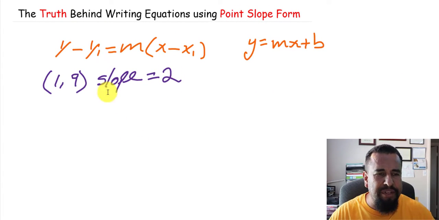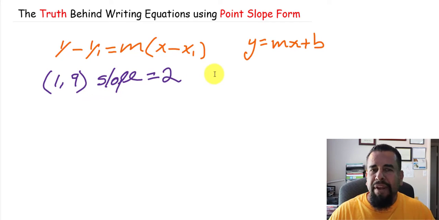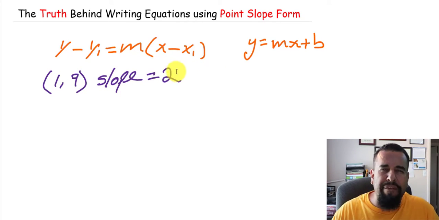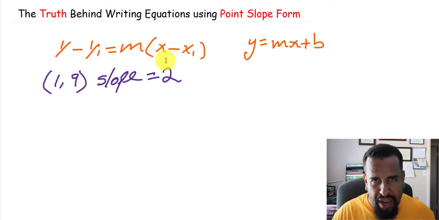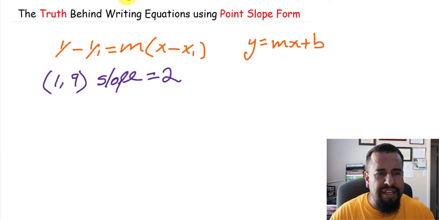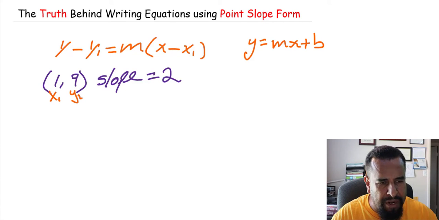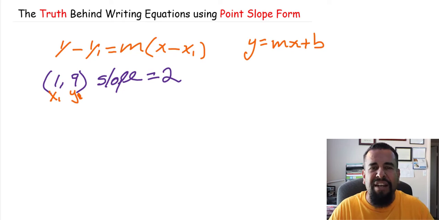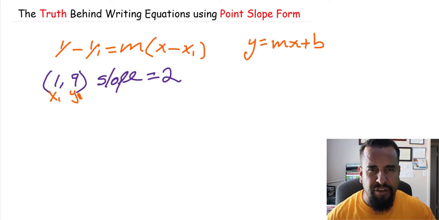So notice, for this particular problem, I wrote out an ordered pair of 1, 9, that's my ordered pair. My slope equals 2. Now normally they won't give you the slope. You'll have to find the slope using a slope formula. But I just want to show you how this works. So here, I have my ordered pair. Now just to help us understand that this is my x and this is my y, also known as my x1 and my y1, or x sub 1, y sub 1, whatever they want to call it. First x, first y. Here we go.